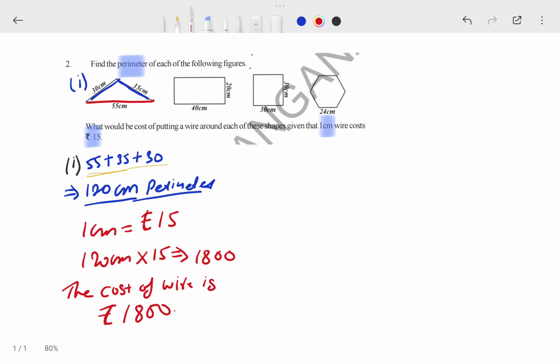Why? Generally what I did here, first I found the perimeter. 120 is the perimeter. Okay, for 1 centimeter buyer, the price is 15 rupees. So we are putting how much? We are putting 120 centimeter buyer, so if you multiply by 15, you will get that much. It means the cost of buyer is rupees 1800. Okay, is it clear? First question is clear, right?